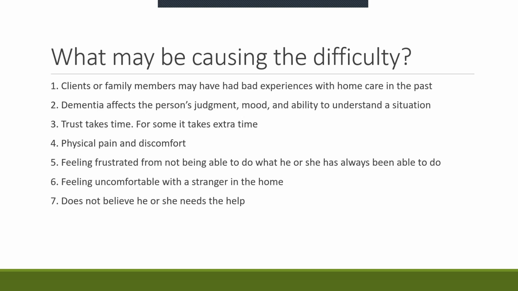Number one, the clients or family members may have had bad experiences with home care in the past. This is something we do see often. Dementia affects the person's judgment, mood, and ability to understand a situation. Trust takes time. For some, it takes extra time. Number four, physical pain and discomfort may be the underlying reason why that person is being difficult. Number five, feeling frustrated from not being able to do what he or she has always been able to do on their own. Number six, feeling uncomfortable with a stranger in the home. And number seven, does not believe that he or she needs the help.